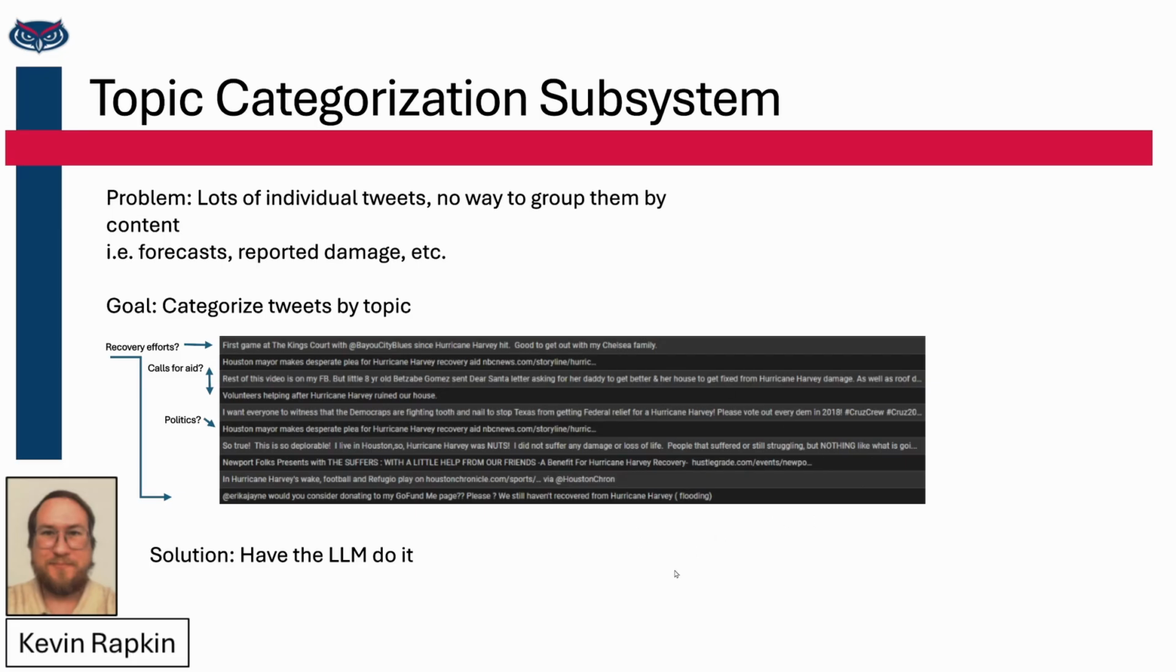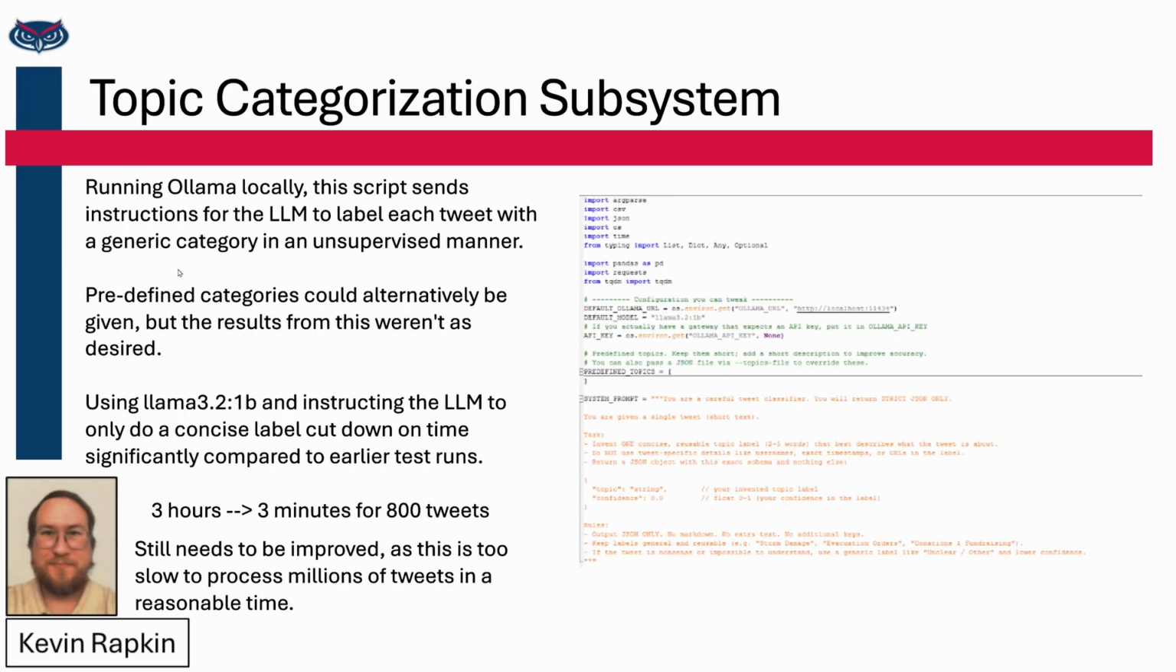The solution we have is to have a large language model do it for us. So we have Ollama running locally, and we have a script in Python. Part of it is off to the right here, you can see. It sends instructions to the LLM to label each of the tweets with a generic category in an unsupervised manner. We have another script that has predefined categories. This can also be used, and we're going to experiment with it. But initially, the results from this weren't as desired.